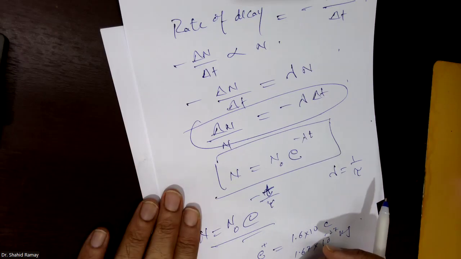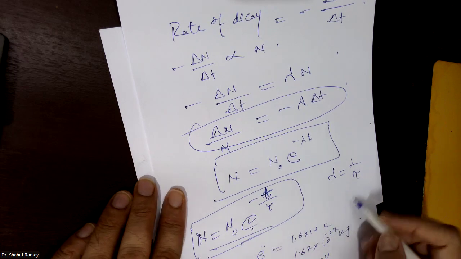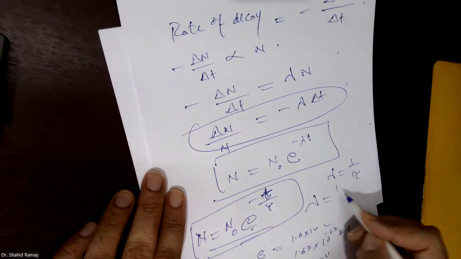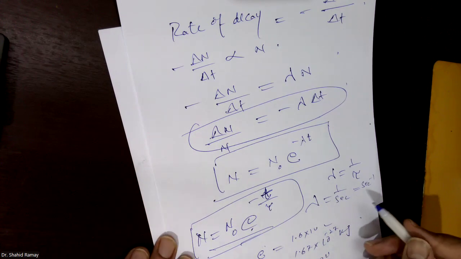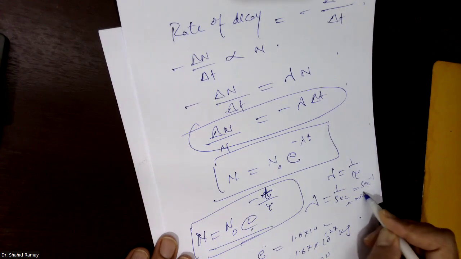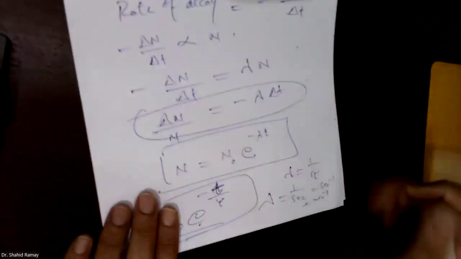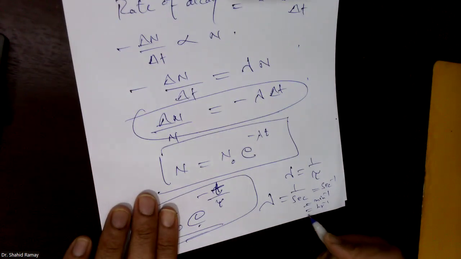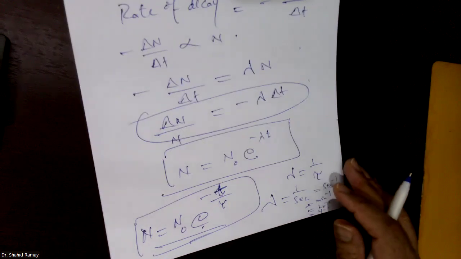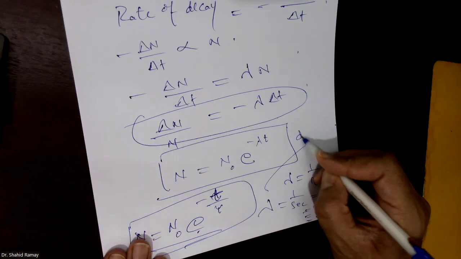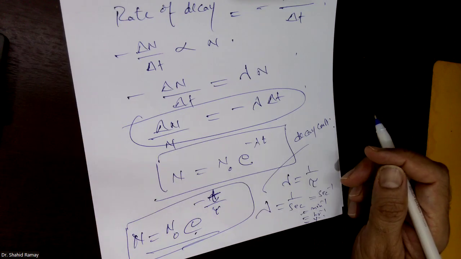Okay, after this, you should also remember that 1 over tau has the unit 1 over second, or second minus 1, or minutes minus 1, or hours minus 1, months minus 1, years minus 1, like this. So this is the unit of lambda, and lambda is called the decay constant.